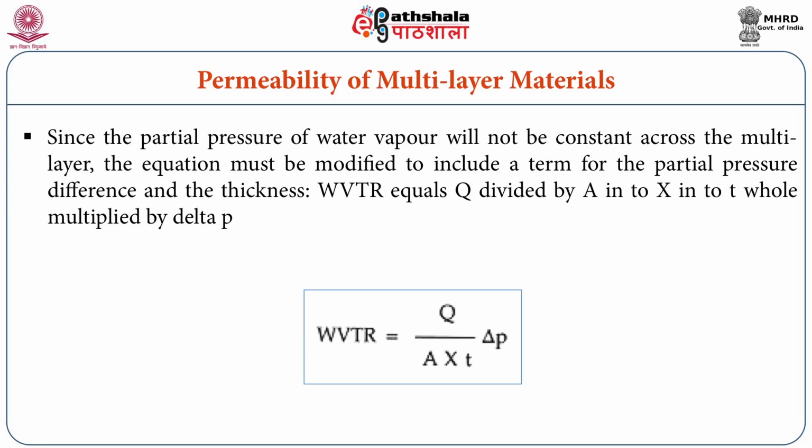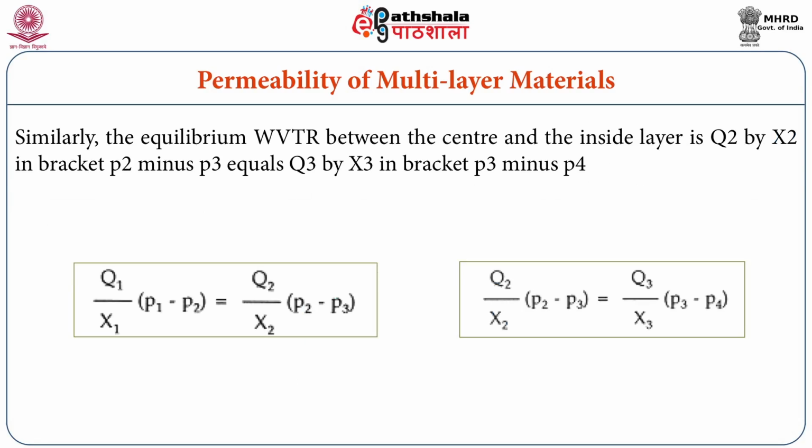WVTR equals Q divided by (A × X × T), multiplied by delta P. Now, since the area A and time T will be the same for all the 3 layers, the equilibrium WVTR between the outside and center layers can be calculated as Q1/X1 (P1 − P2) = Q2/X2 (P2 − P3). Similarly, the equilibrium WVTR between the center and the inside layer is Q2/X2 (P2 − P3) = Q3/X3 (P3 − P4).